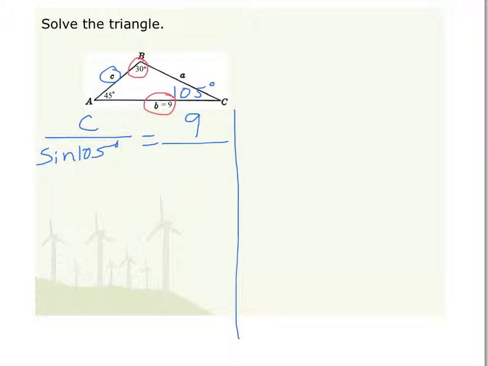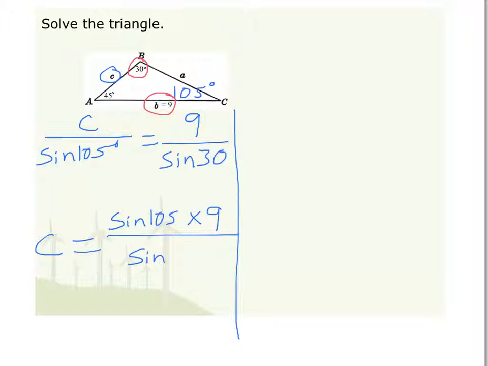c divided by the sine of 105 must be equal to 9 divided by the sine of 30. Okay? Now we have two ratios that are equal to each other, so I can just cross multiply and divide. Take the sine of 105 degrees, multiply that by 9, and then divide that by the sine of 30. Okay, and that would tell you side length c.